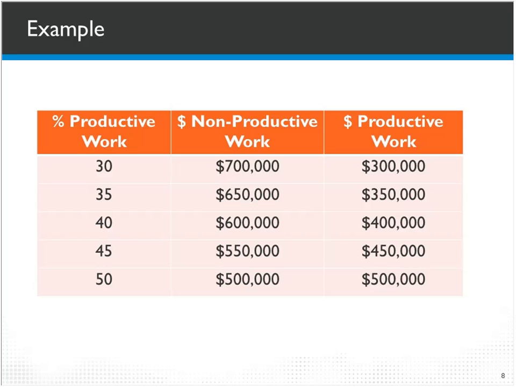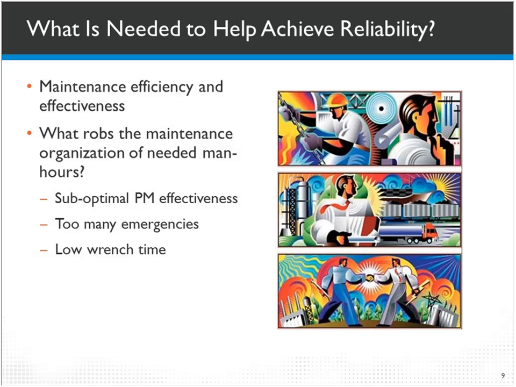And if you can improve that percent from 30% to 50%, let's say, then not only is more of your money being spent on value-added activities, but that money represents thousands of man-hours that were being spent when they didn't need to be spent on these non-value-added activities. Because it's efficiency and effectiveness that are needed to achieve reliability.